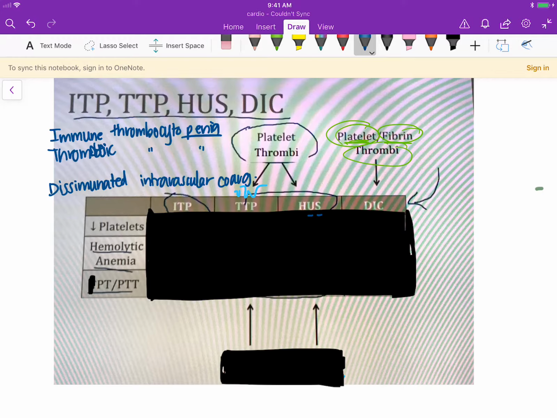So let's make this easy for you. The first thing we're going to talk about is ITP. ITP stands for immune thrombocytopenia. So first thing to remember is that penia means less. You have less of something, penia.